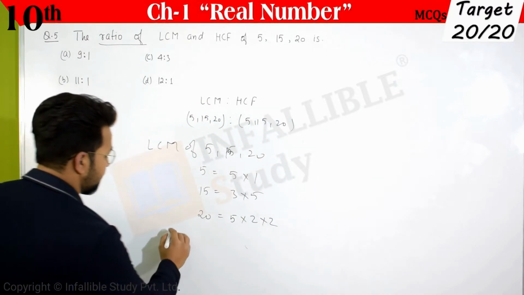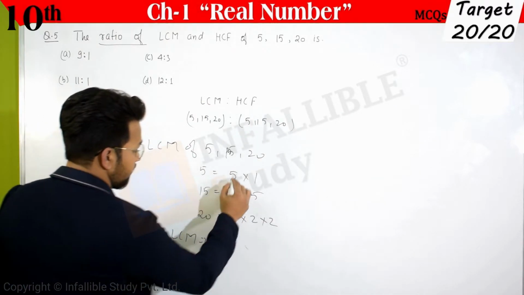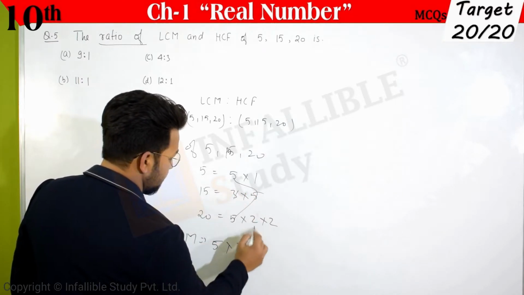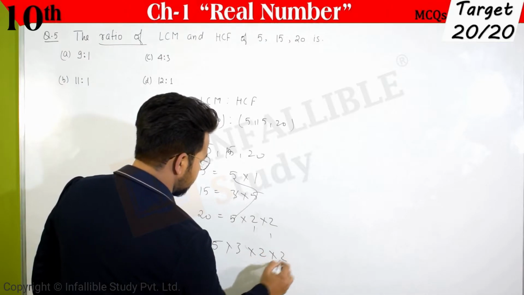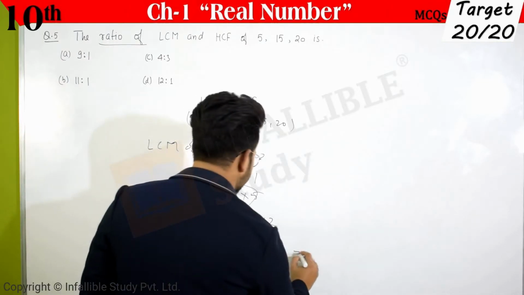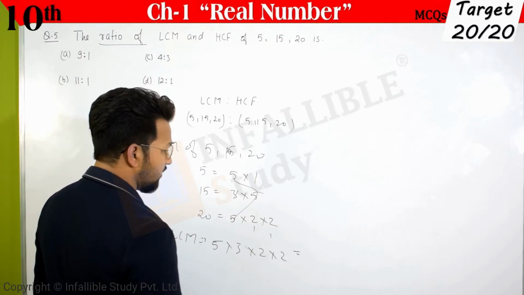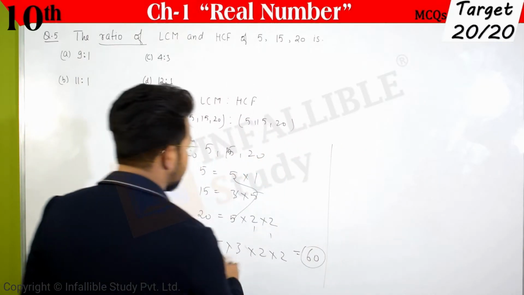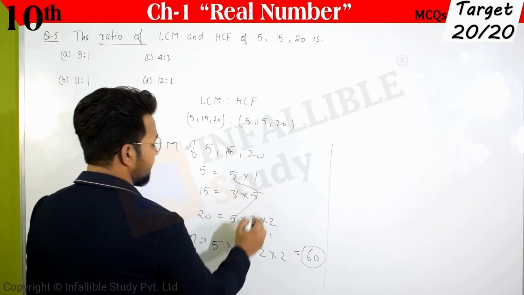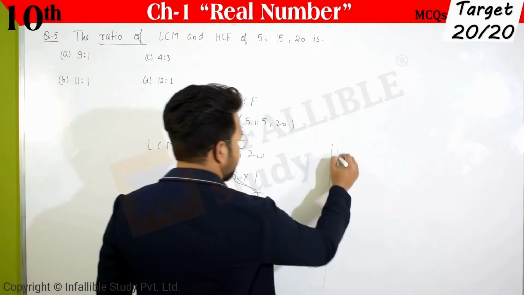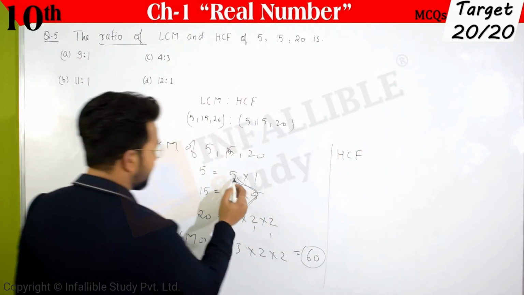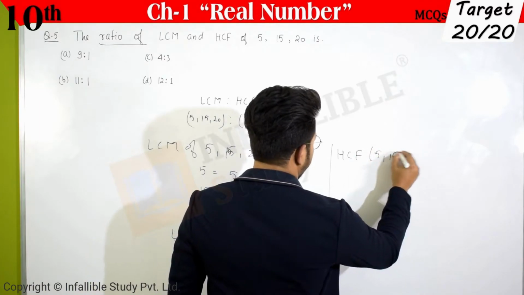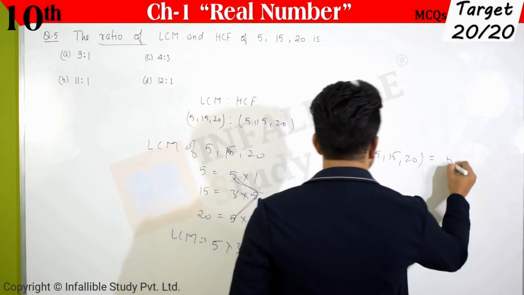So the LCM will be 5, 3, 2 and 2. 2 2s are 4, 4 3s are 12 and 12 5s are 60. So our LCM is 60. Now we need to find the HCF. The HCF will be 5, because the highest common factor is only 5 in these three numbers. So the HCF of 5, 15 and 20 is 5.